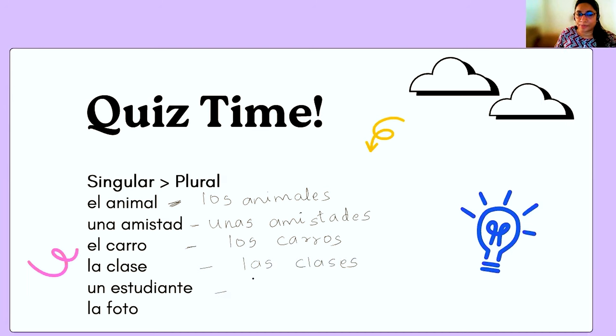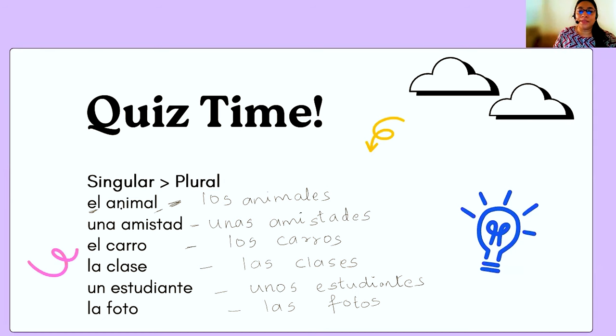Las clases. Un estudiante. Un becomes unos. And estudiante, since this ends in a vowel, I just add an S. And the last one. La foto. La becomes las. Foto becomes fotos. So whenever you do this practice, check both. I have to change this as well, and then I have to change this. This way, you will not make the mistake of not changing the article and just the noun.